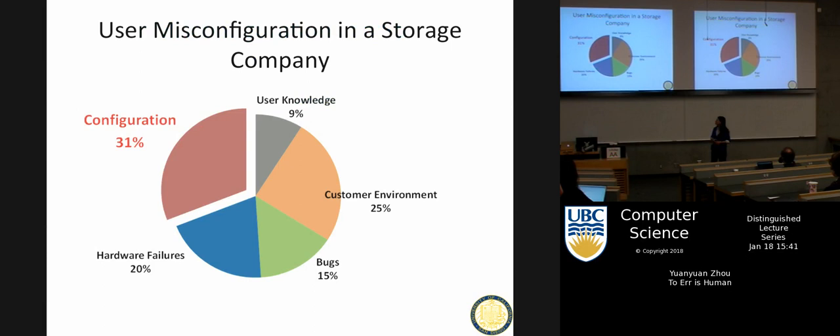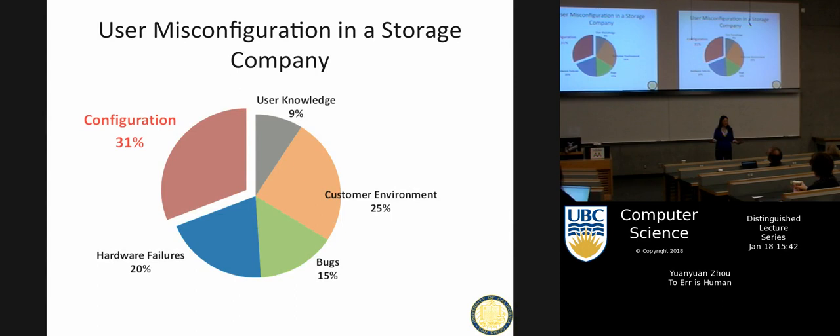So the reason we're looking into configuration actually started from a research collaboration with a company, NetApp. At that time we weren't looking at configuration, we were just looking at their customers and what kind of customer issues they have. So we looked at 5 years of data from NetApp customers: what kind of failures, what kind of issues do customers complain about? Do they make phone calls into NetApp? This is the result we found.